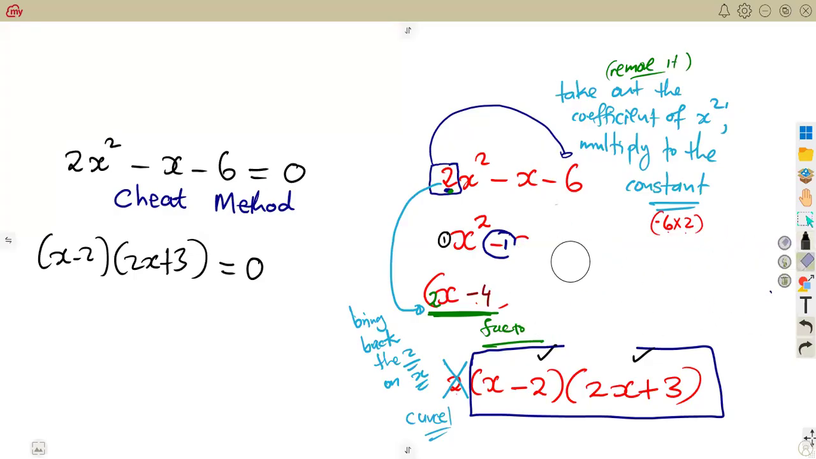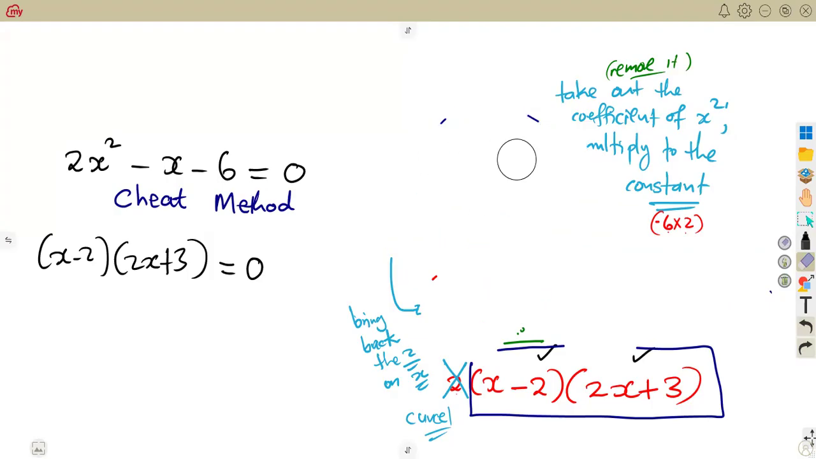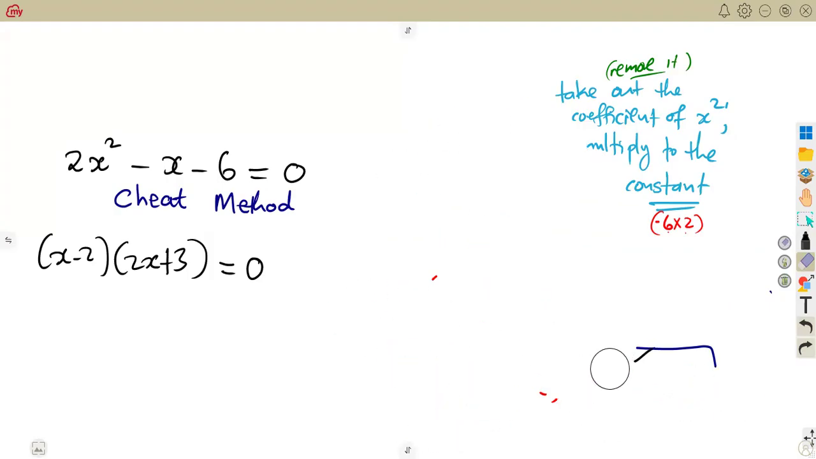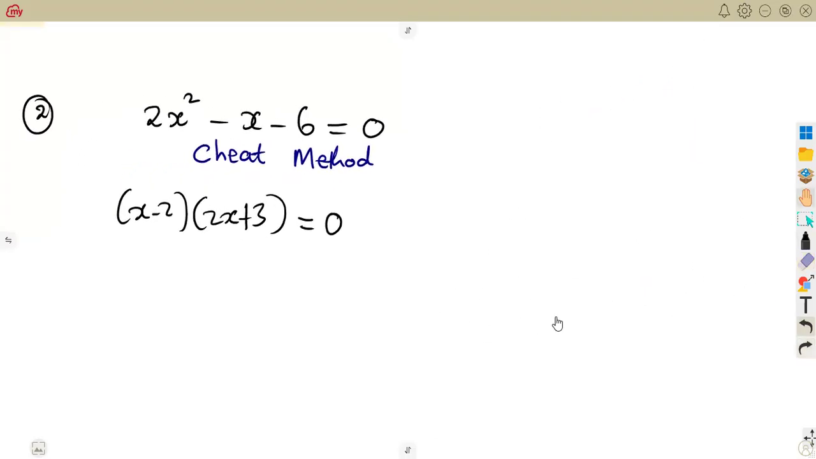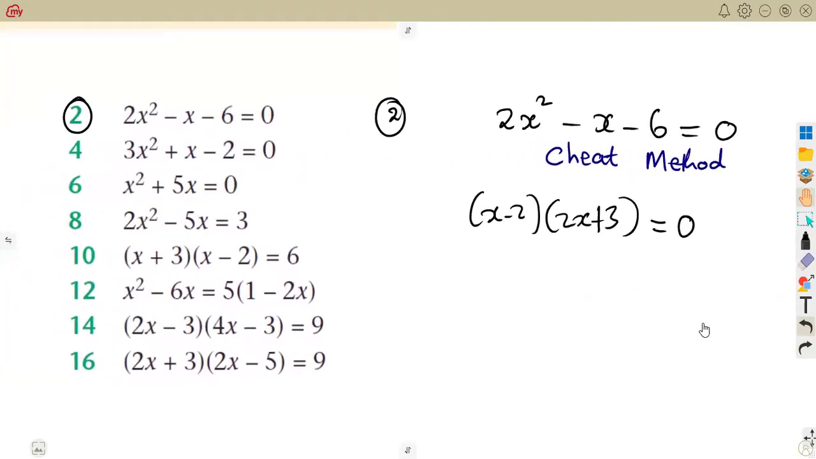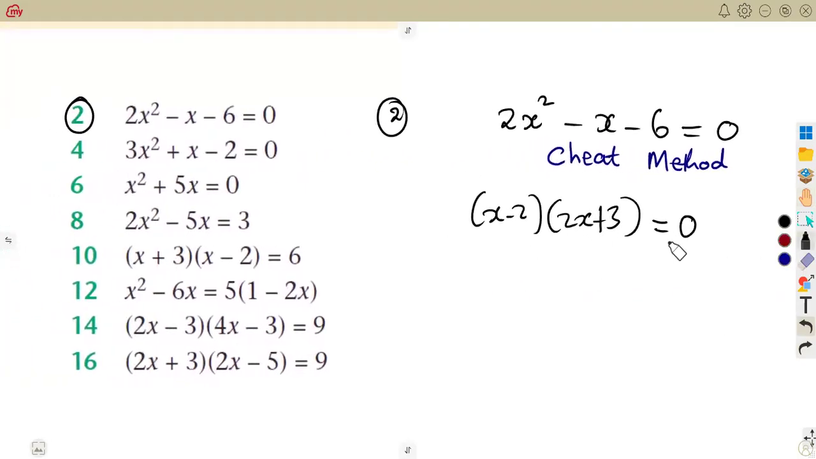So I'm going to have another example that needs us to apply this cheat method so that we can understand. Then we can have another method after we have done some examples. So this is what we need from there. Each bracket must be equal to 0.